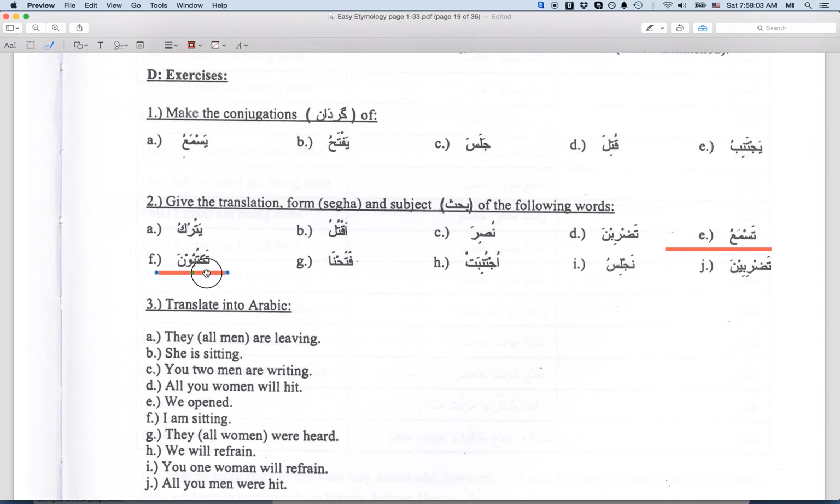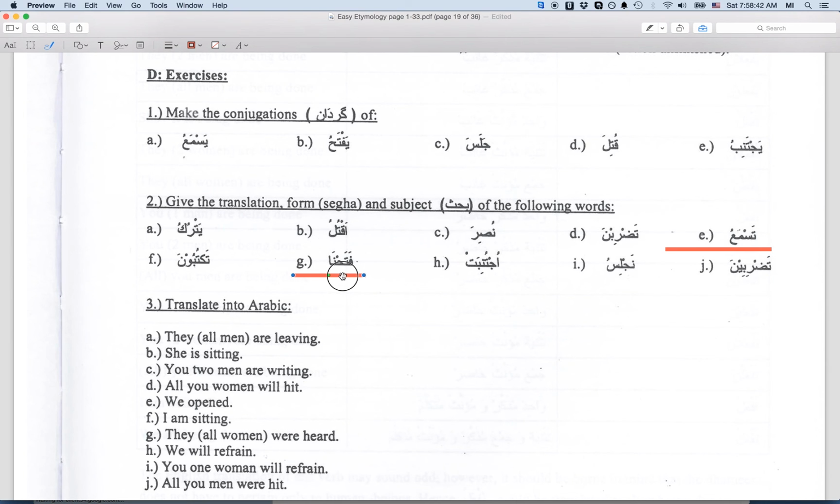Taktubuna. It's for you all men will write. So it's taktubu, taktubani, taktubuna, like that. Fatahna, we, two or more men or women will open or opening. Fatahtu, fatahna. Oh man, I'm getting confused. So actually this is past tense. We all opened. This is the madi.